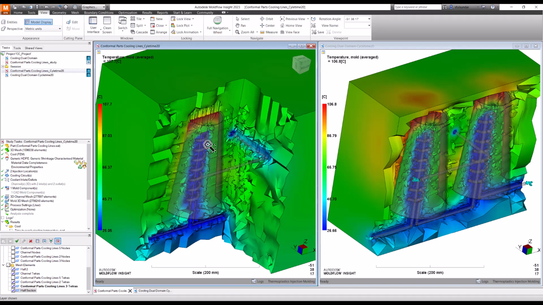I hope these two episodes were helpful for conformal cooling, so don't get too confused about which mesh to use and when to use it. Probably these episodes will help you to get clarification on that.